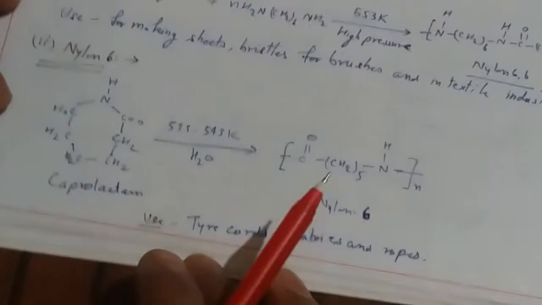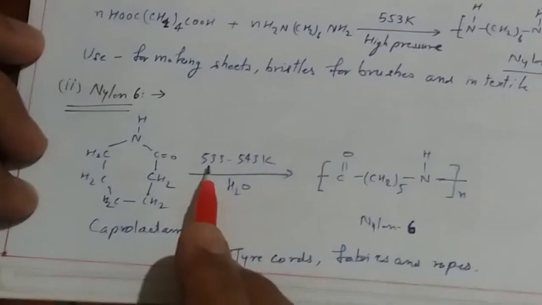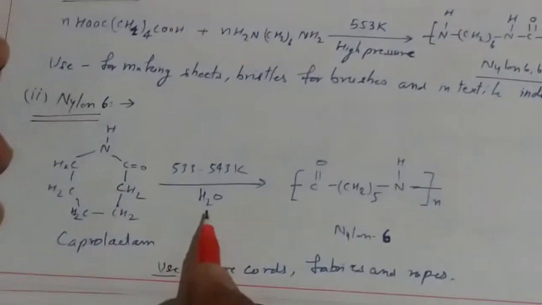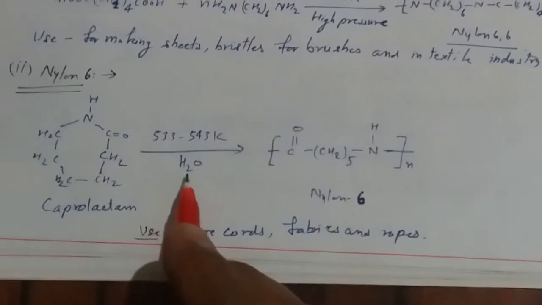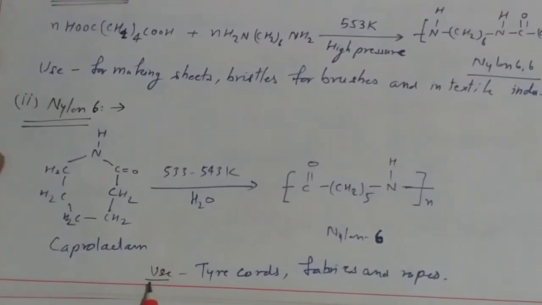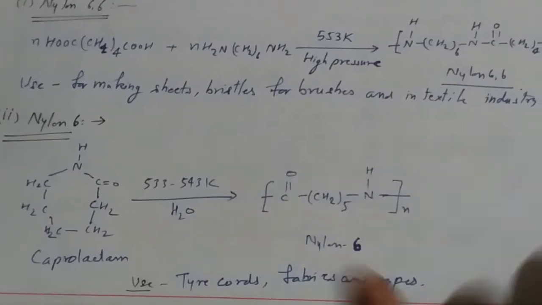Nylon 6 is made from caprolactam. Caprolactam is polymerized at 533 to 543 Kelvin, and it releases H2O molecules and produces nylon 6. They are used for tire cords, fabrics and ropes.